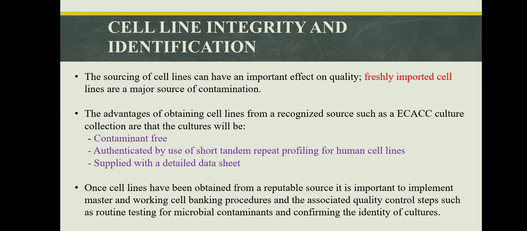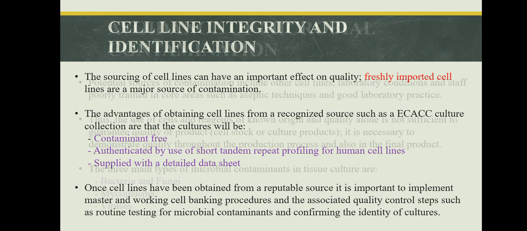Once cell lines have been obtained from a reputable source, it is important to implement master and working cell banking procedures and the associated quality control step such as routine testing for microbial contaminants and confirming the identity of cultures.